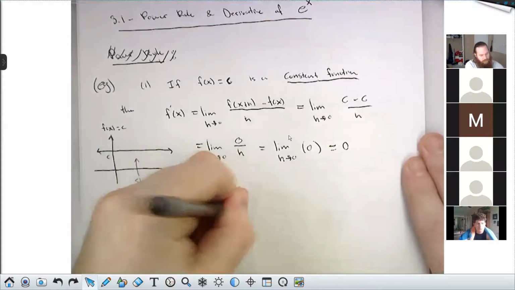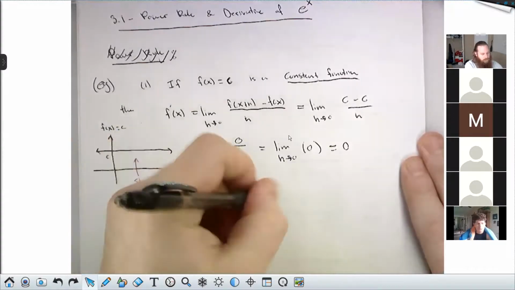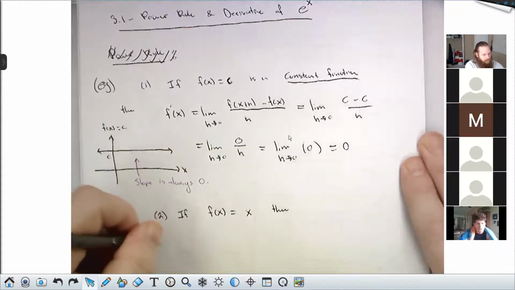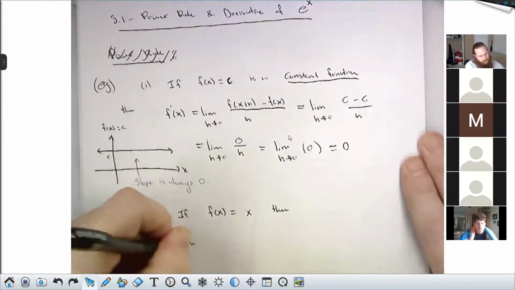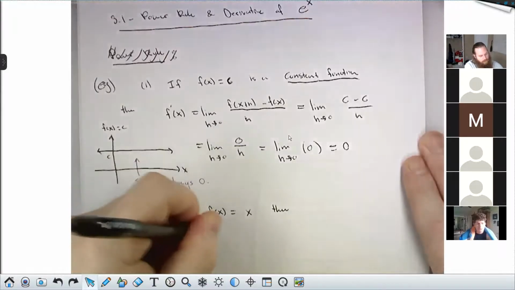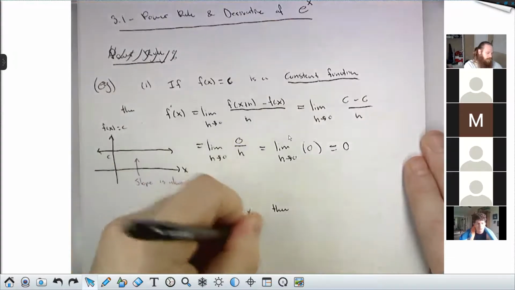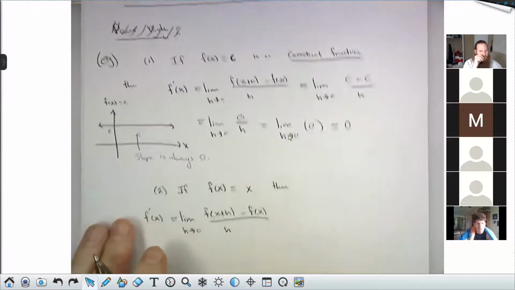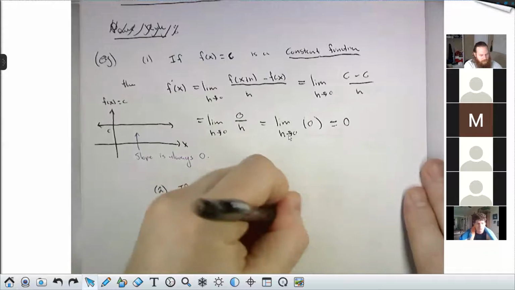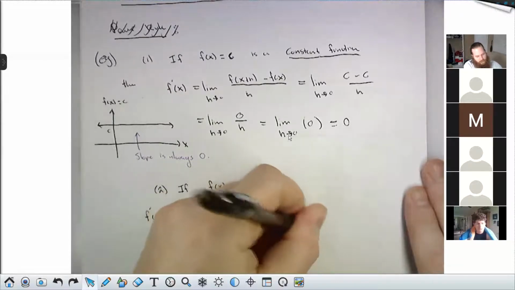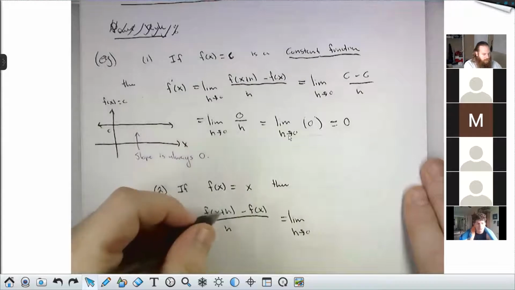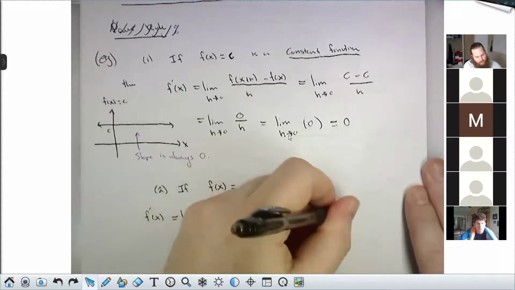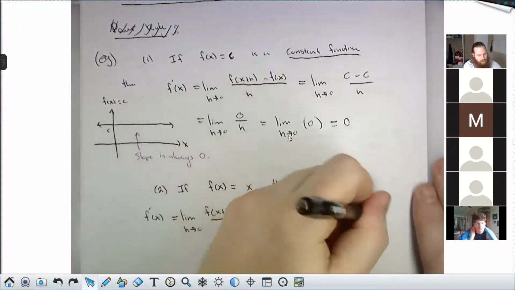If f of x is equal to x, then f primed of x is the limit as h goes to 0, f of x plus h minus f of x all over h, the same definition. But now I'm going to plug in the function f of x equals x. So I get the limit as h goes to 0. F of x plus h is just x plus h. And f of x is just x.